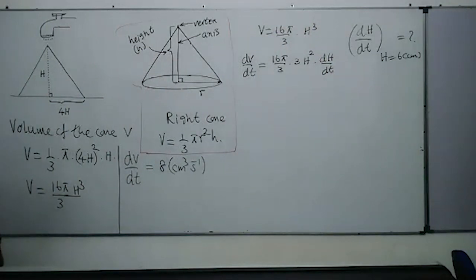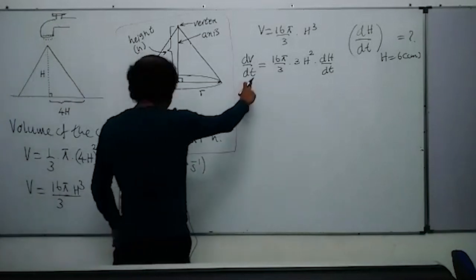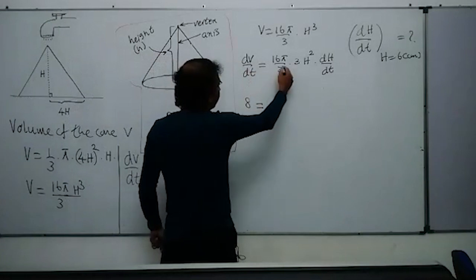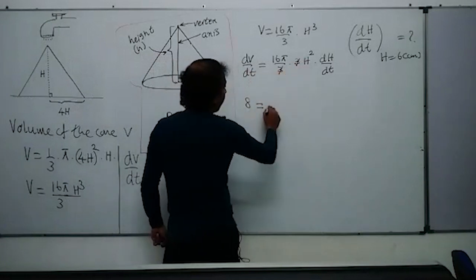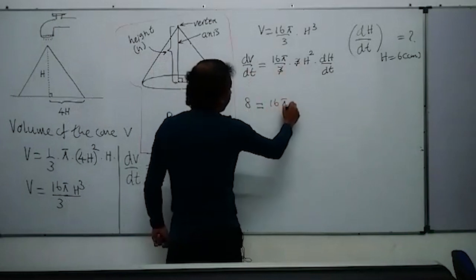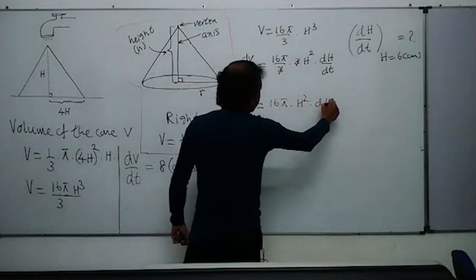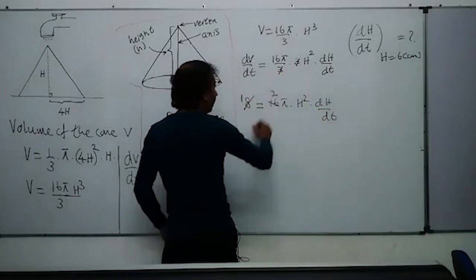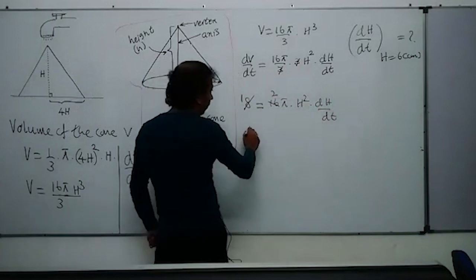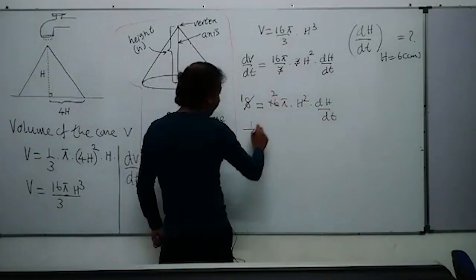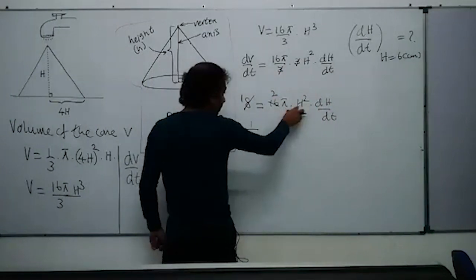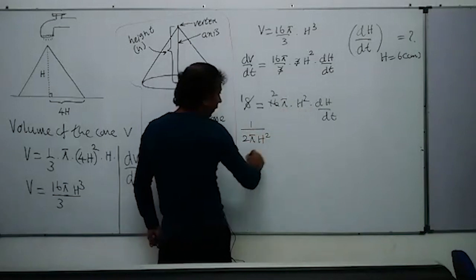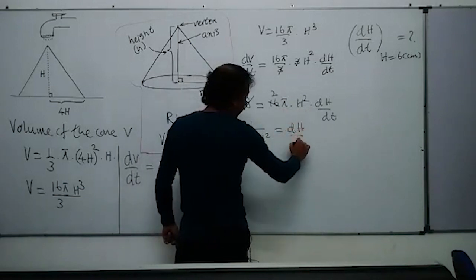Now this dV by dt is, people, 8. Substitute for this, dV by dt 8. This 3 and this 3 you can cancel down. 16 pi h squared dh by dt coming. This 8 and this 16 you can cancel down by 8. We get 2 there. Then we get 1 upon 2 pi h squared, we take toward the left hand side, denominator like this. It is equal to, people, dh by dt.